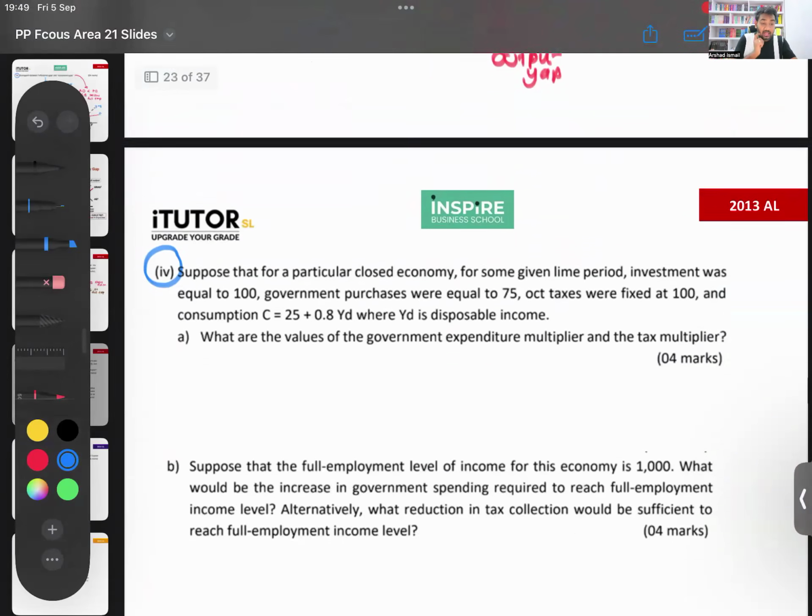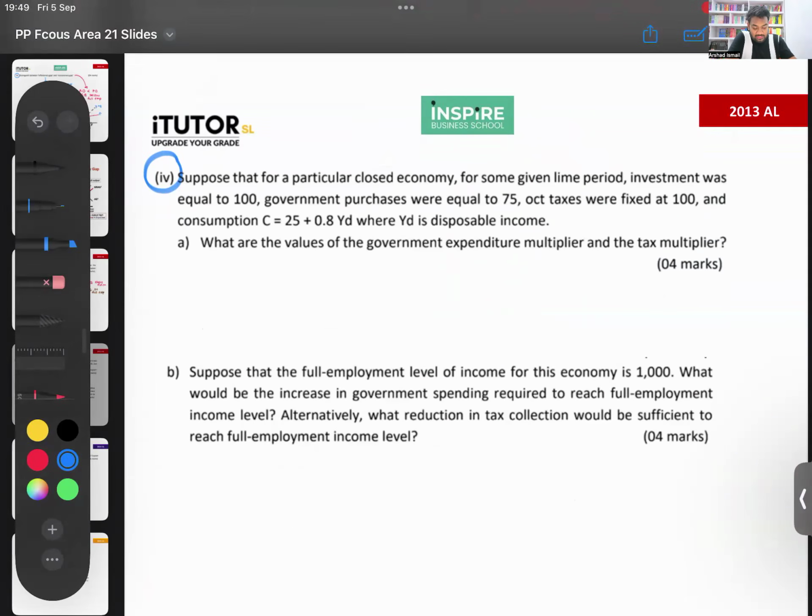Right. Then part 4. Suppose that for a particular closed economy, for some given time period, investment was equal to 100, government purchases were 75. Taxes, let's say, were fixed at 100. And consumption is 25 plus 0.8 YD, where YD is disposable income. What are the values of the government expenditure and the tax multiplier?